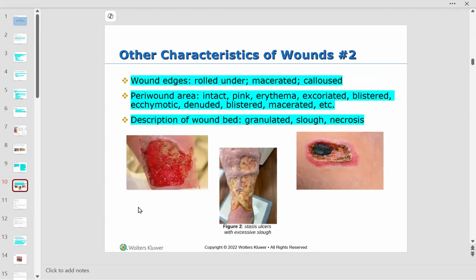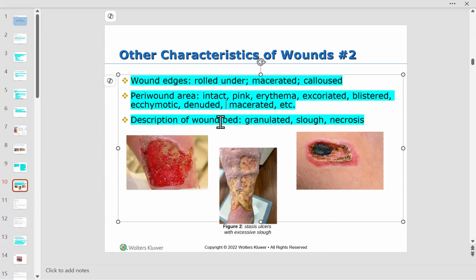Other characteristics of wounds: wound edges can be rolled under, macerated, or calloused. If you look at these wounds, these edges are kind of rolled, okay? The peri-wound area should be intact, but it could be pink, erythematous. Look at this. See the red around the wound? That's erythema. It's a sign of infection. Okay. All these other fun words. Erythema is redness. Excoriation is kind of like road rash. Blistered. Ecchymotic, which is bruised. Denuded, which is eroded. Blistered is written twice. We don't need that. And macerated.